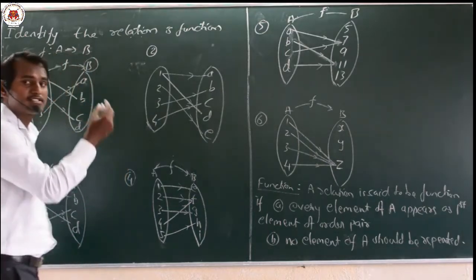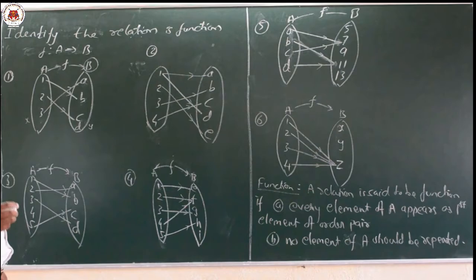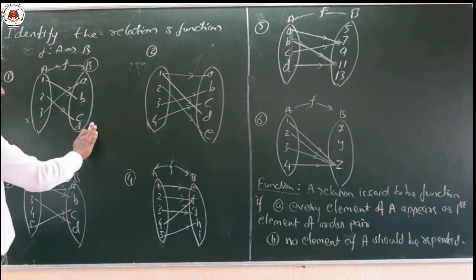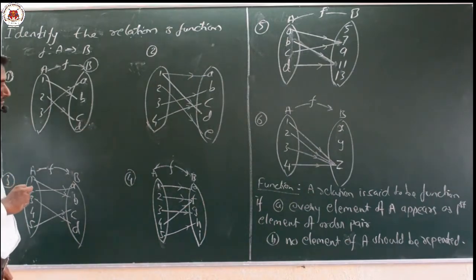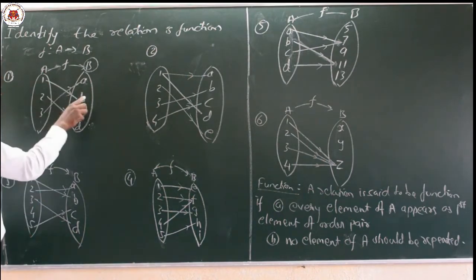Okay, if it is a relation here, sorry, if it is a function here. Now let us take examples. The first example asks whether this is a function or not. Let us write down the ordered pairs here.